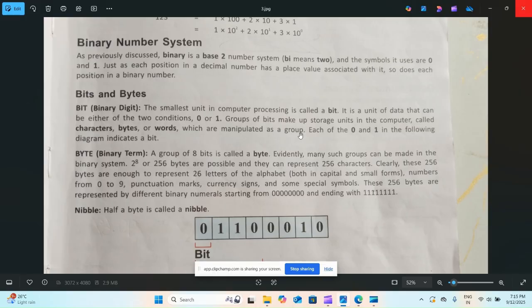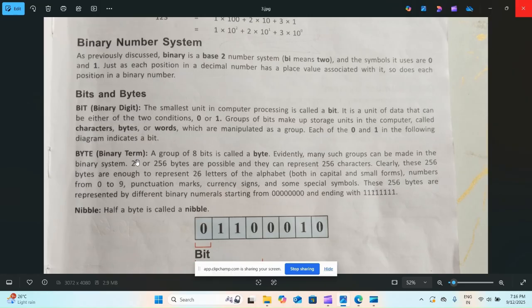What does this mean? Every number, as we have seen earlier, or every character has some number, and those are converted into the binary number system. So binary is not like only 0 or 1; it is a combination of bits. Like you have seen here, 0 1 1 0 0 0 1 0. This is one number. Now which number is this? We have to convert this into decimal, then only we will understand exactly which number this is representing. Each 0 and 1 in the following diagram indicates a bit.